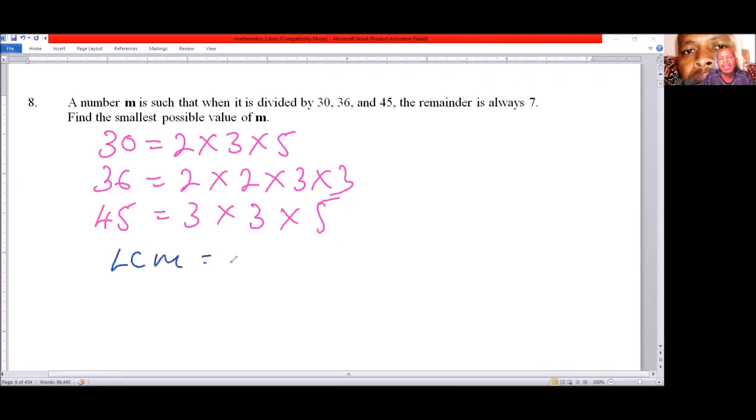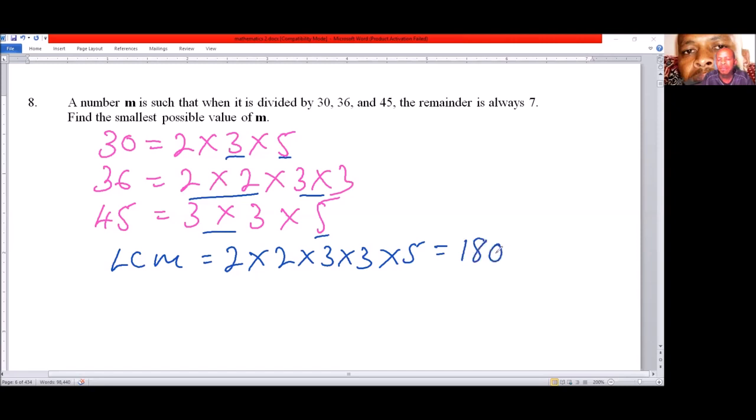LCM is equals to, we take 2 to power 2. That is the one that has the highest index of power. So 2 times 2. 3 here we have 3 times 3, and here is 3 times 3. Here we only have 1. So we take 3 times 3, multiply by, here we have 1, 5, and here we have 1, 5. So we take 5.